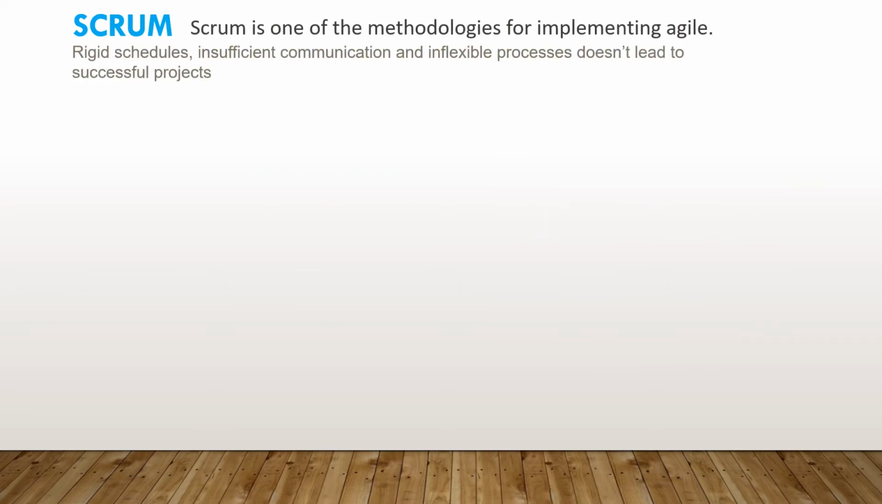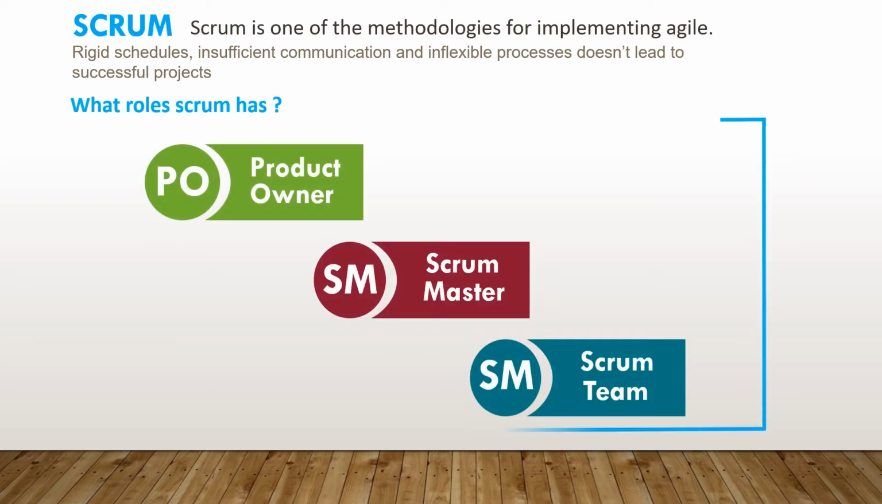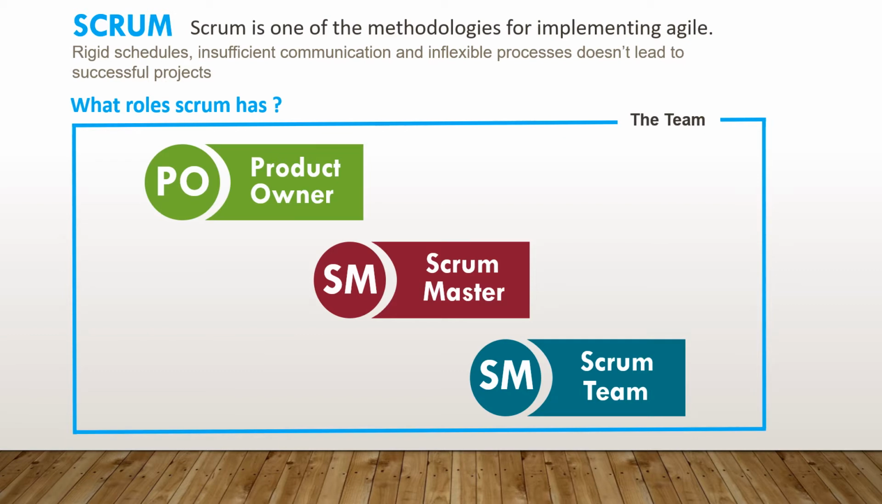Now, what is Scrum? Scrum is one of the methodologies for implementing Agile. It primarily says that the rigid schedules, insufficient communication, and inflexible processes that we have in traditional models don't lead to successful projects. Instead, we should continually inspect and adapt to changes and operate agilely by reinventing the team as a self-organized unit. So, what roles does Scrum have? Scrum primarily proposes three roles: product owner, Scrum master, and the development team.